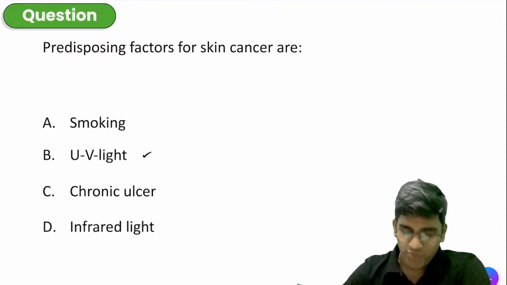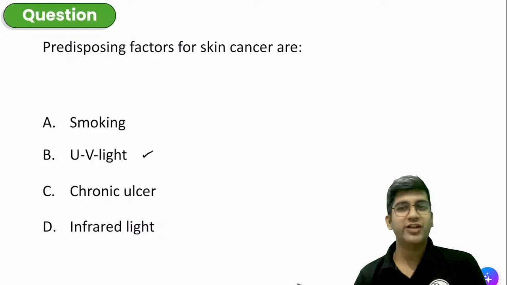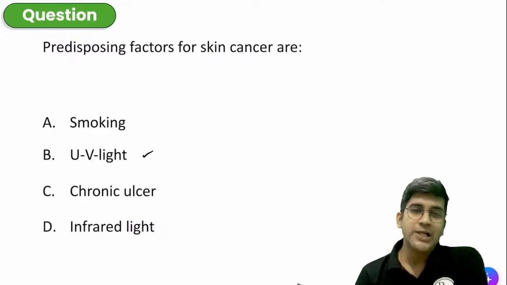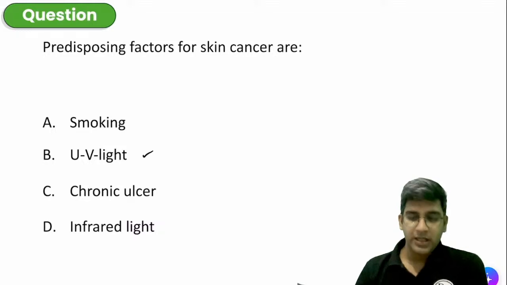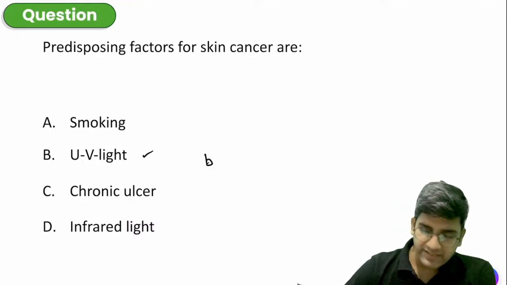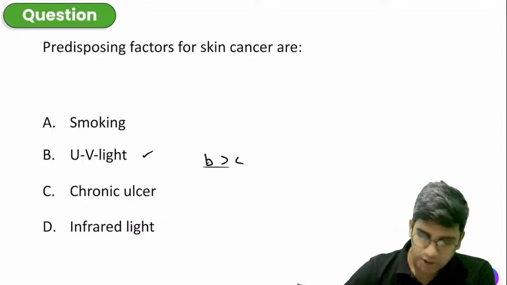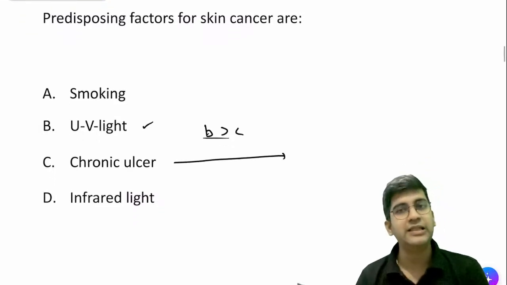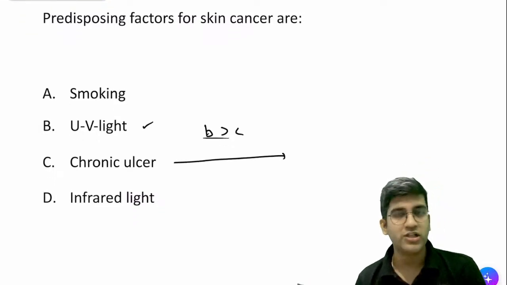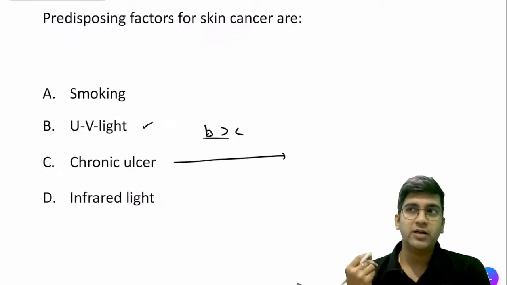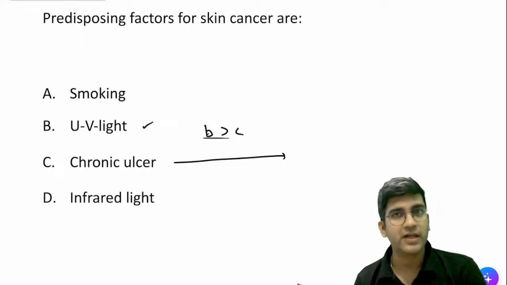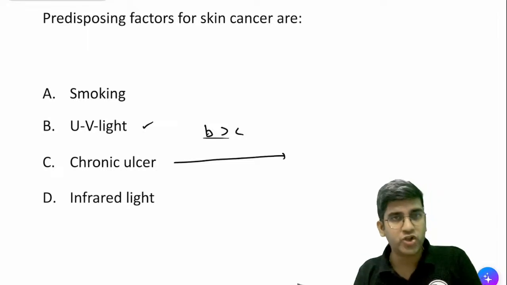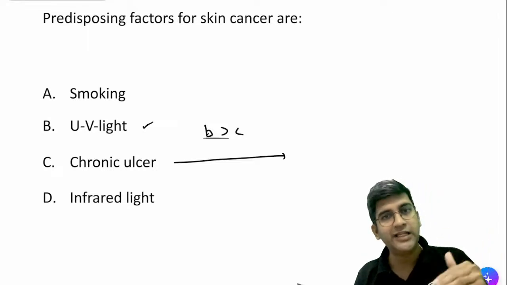B, right? UV light by default is one of the most important predisposing factors of skin cancer. Smoking might not. Chronic ulcer, I might put to some extent. Here, if I want, I will say B is more important than C, right? Chronic ulcer, yes, to some extent can result in cancer. Not just an ulcer, it could be a burn-related cancer. Have you heard about Marjolin's ulcer in your surgery? So if it's a multiple choice option, I would put UV light and then chronic ulcer.